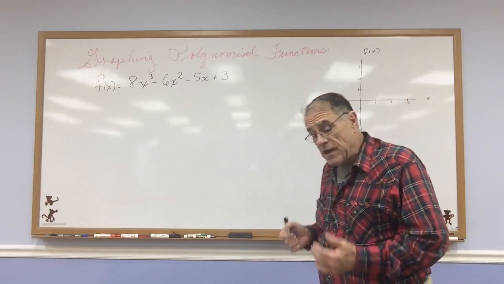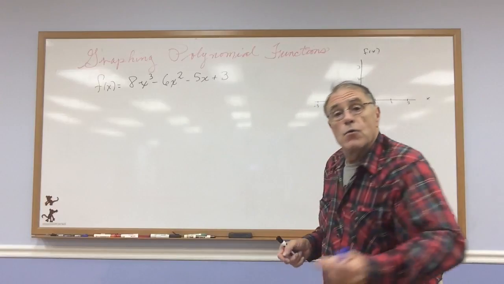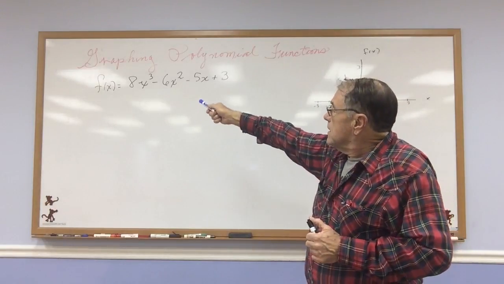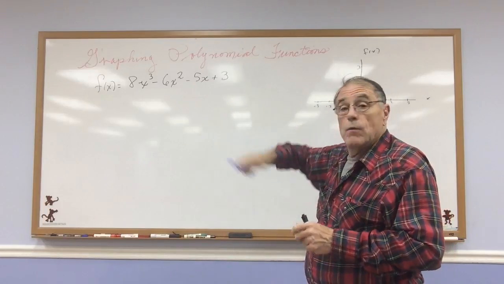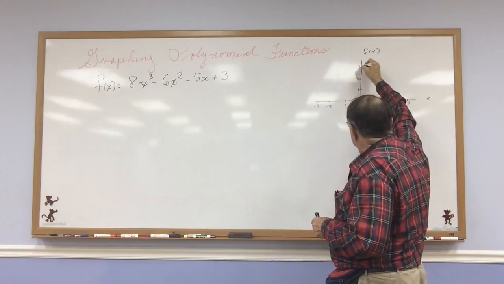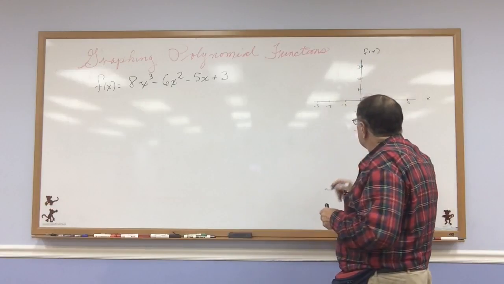Well, the two things we can do immediately would be to first find the y-intercept. Well, that's easy. If x is 0, y will be 3. So we've got the intercept here on the y-axis, (0, 3).